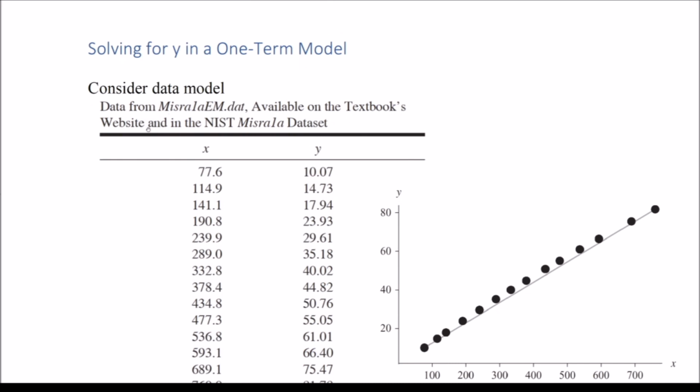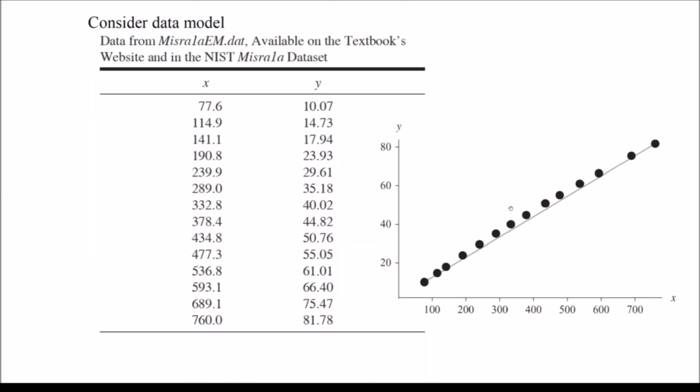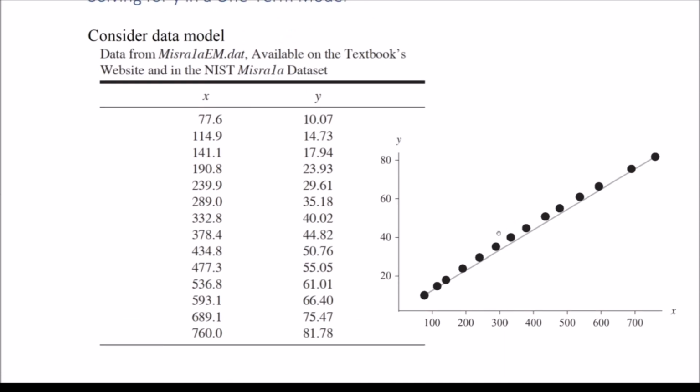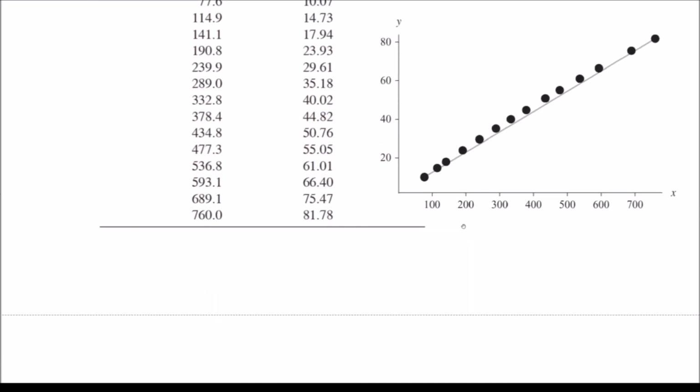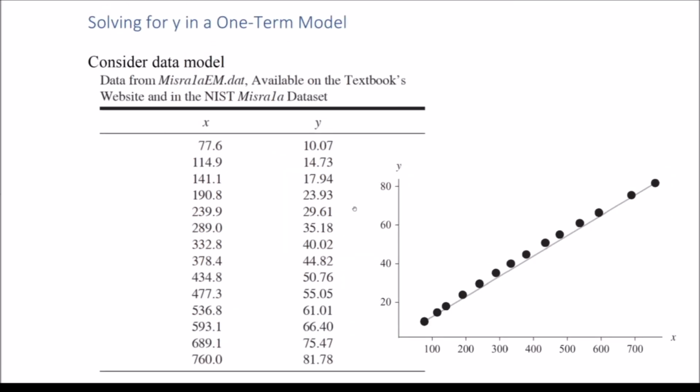So that is what solving for y in a one-term model is. We're going to talk about the same thing, but in this case this curve is going to be a little bit upward, not downward. So it's going to be upward. If it is upward, instead of x, I can have the powers of y as well.